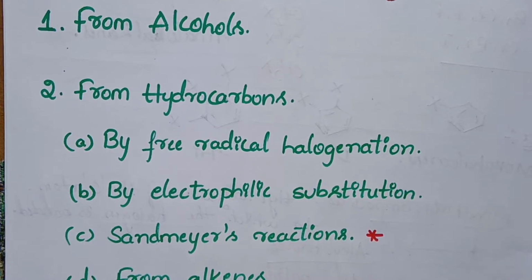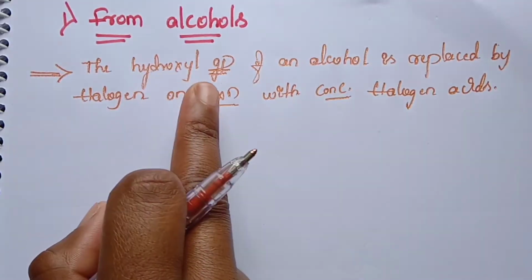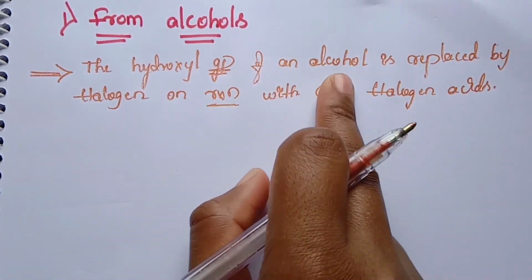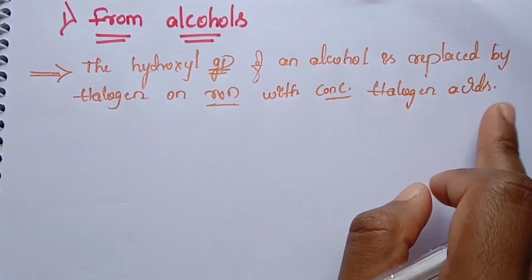Let's start the video. Let us discuss one by one the methods of preparation of haloalkanes and haloarenes. First one is from alcohols. Here, the hydroxyl group of an alcohol is replaced by halogen on reaction with concentrated halogen acids.